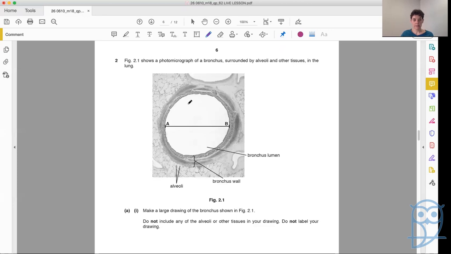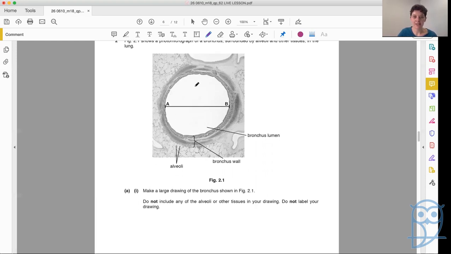Part 1 says, make a large drawing of the bronchus shown in figure 2.1. Do not include any of the alveoli or other tissues in your drawing. Do not label your drawing. So what they're asking here is just that bronchus. Plain, simple, clear. What are the different things that are making up the walls of your bronchus? So we are drawing exactly what we are looking at, and we are following that instruction of do not label. Remember, if they want us to label something, they will tell us to label it. So now we have an interesting space issue.